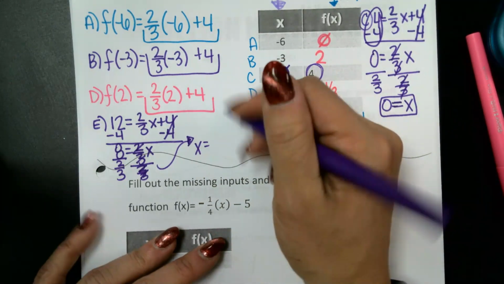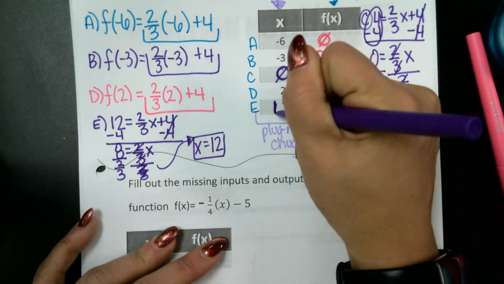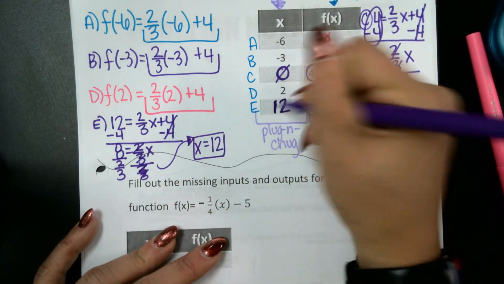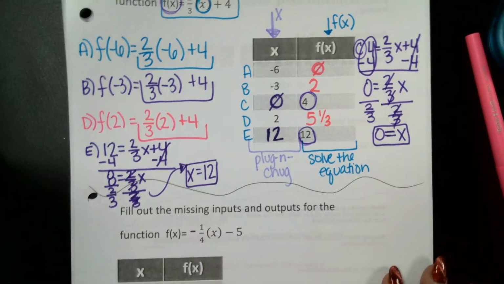Doesn't it just take you back to 12? So the answer for letter E is 12. So now you guys should have the entire T chart filled out.